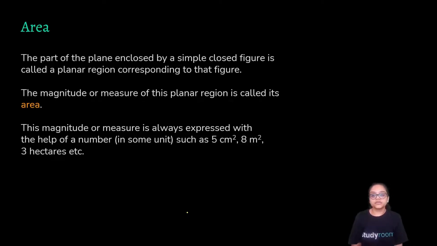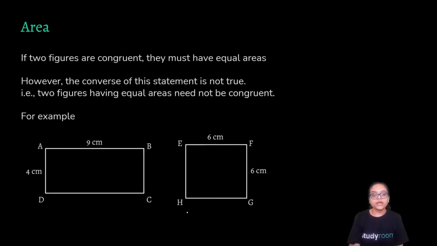This magnitude or measure is always expressed in terms of square of some unit, such as centimeter square or meter square. Okay, square because area is always two-dimensional. Now, if two figures are congruent, then they have equal areas. However, the converse is not true. Equal areas can have different geometry.